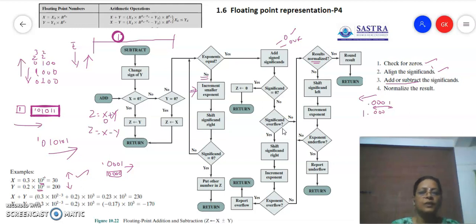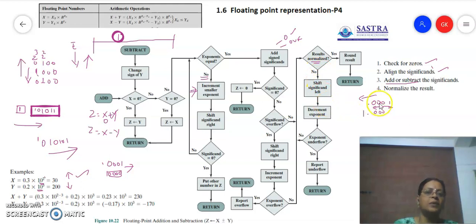For that purpose I have to shift right. When you shift right, increment the exponent, then check exponent overflow. If you increment, you always have to check for the overflow condition and report overflow. And this completes this part of the flow chart. If the result is already normalized, you round it and then give it as an answer. If the result is not normalized, you have to normalize.